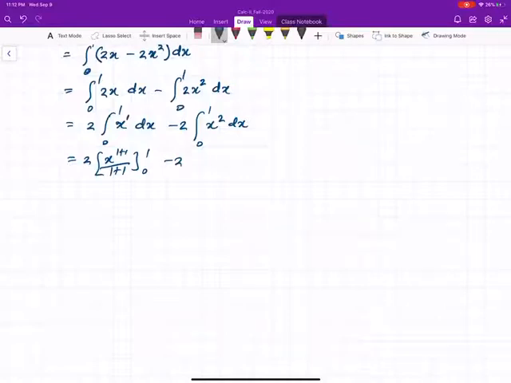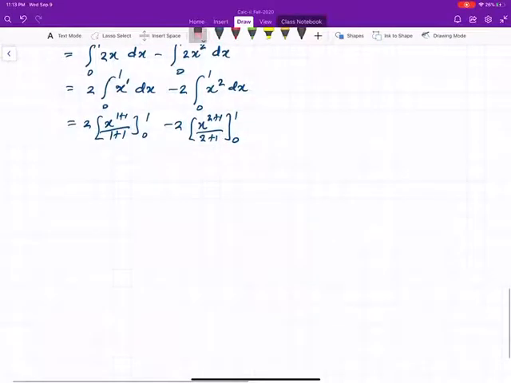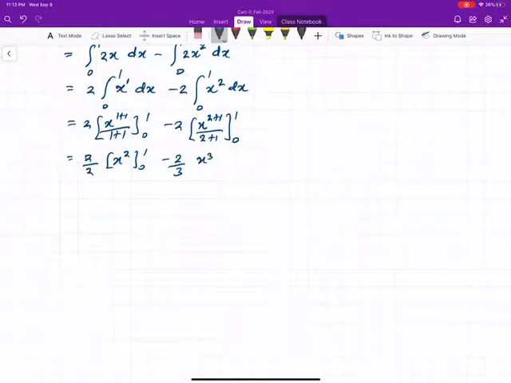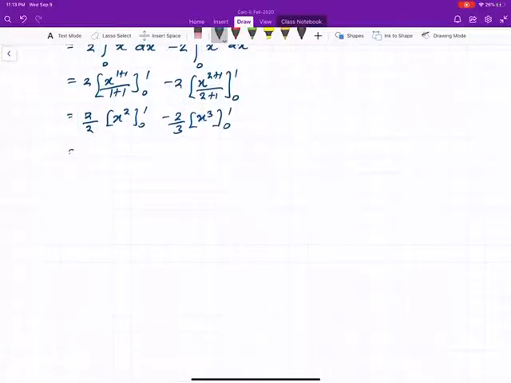And 2 times again, this is the power rule. The power here is 2. So you write x to the power 2 plus 1 over 2 plus 1. Then integration from 0 to 1. Alright, then you write 2 over 2 x to the power 2 from 0 to 1. Here 2 over 3 x to the power 3, 0 to 1. 2 over 2 is just 1. You can cancel this 2 with that 2, and then you substitute the upper limit, and then substitute the lower limit.